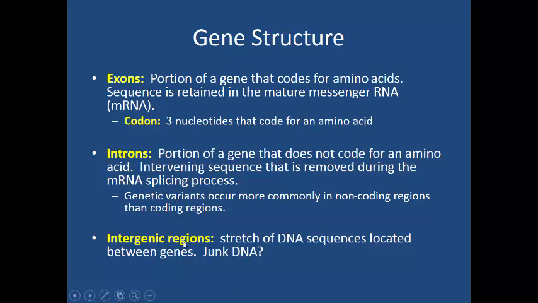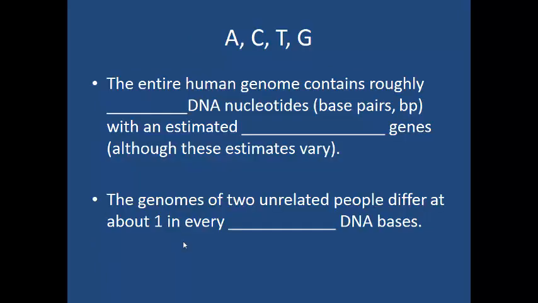And then we have the intergenic regions. These are the stretches of DNA sequences located between genes. Now, historically, they were thought to be junk DNA. They were thought to have no function. But this idea has pretty much changed over the last, I would say, 10 years or so. And we know now that these intergenic regions are actually quite important because they contain regulatory elements such as promoters, enhancers, and non-coding RNAs.